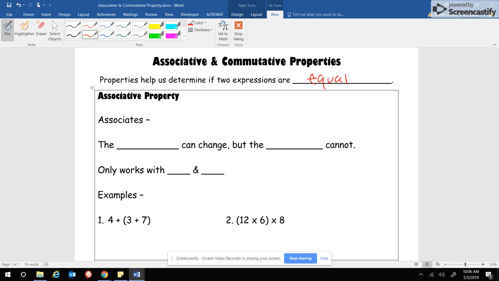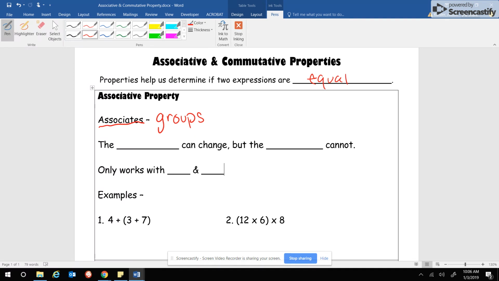And for me, the easiest way to remember this one is the word associates. You may have heard that word before. Basically, associates are groups. So all of the sixth grade math teachers at Draper are associates. We're a group of teachers that work together.